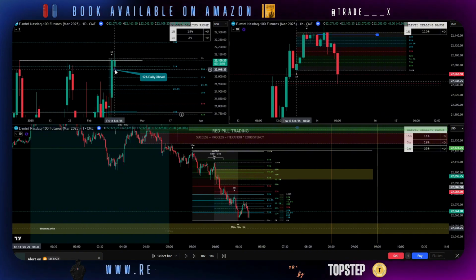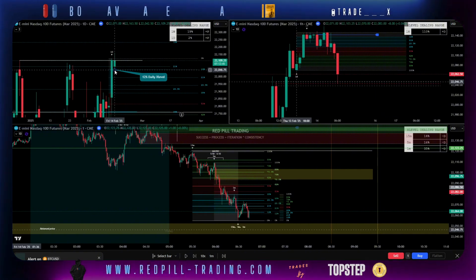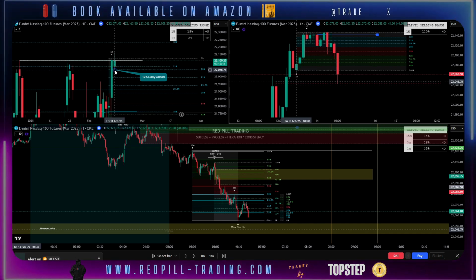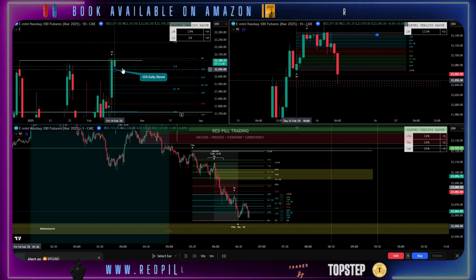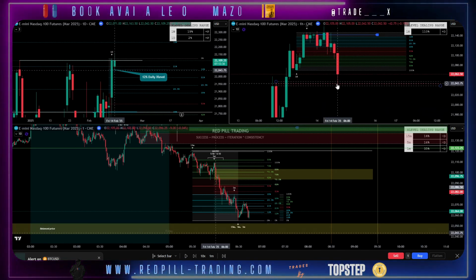You would only ever enter price inside of a higher time frame premium X level if you had confidence that price is going to range higher. What we could then do is look at 12% and then look on our hourly chart for a PD array to align with 12% that would support higher prices.